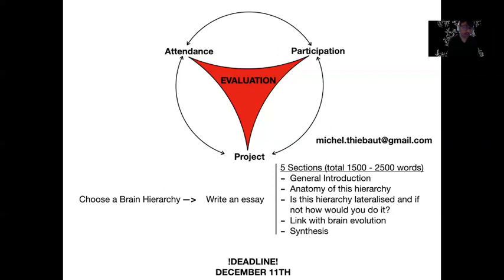I want this document sent to me by email, to my personal email, michel.thiebaut@gmail.com, before December 11th, midnight. Okay, this is the deadline. If you arrive on the 12th, this is too late. December 11th, I want this document in my email. Okay.